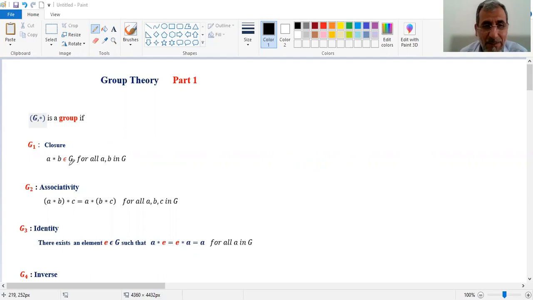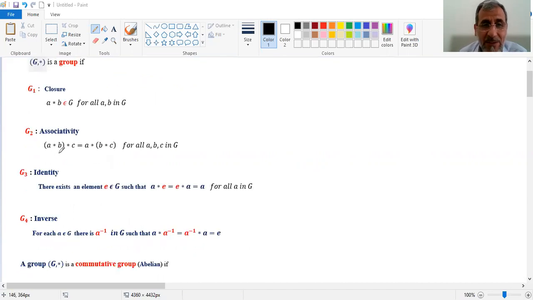The first one, the closure property: for all A, B in G, A star B is in G. Second one, associativity: for all A, B, C in G, (A star B) star C equals A star (B star C). Identity: there exists an element E in G such that A star E is the same as E star A, which is equal to A always.